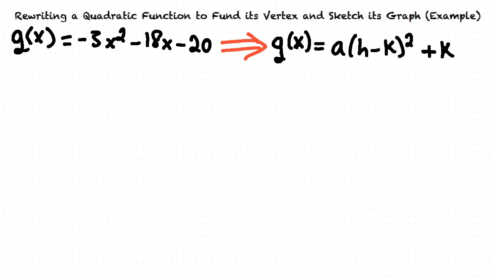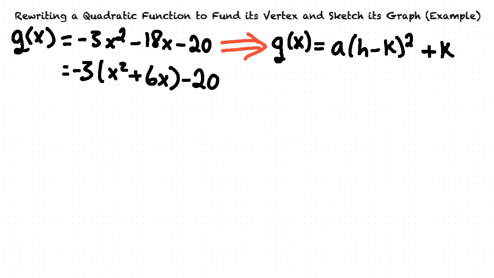The first step is to make the coefficient of the squared term 1. And to do that, I will factor negative 3 out of our first two terms. This gives us the equation negative 3 times (x squared plus 6x) minus 20.